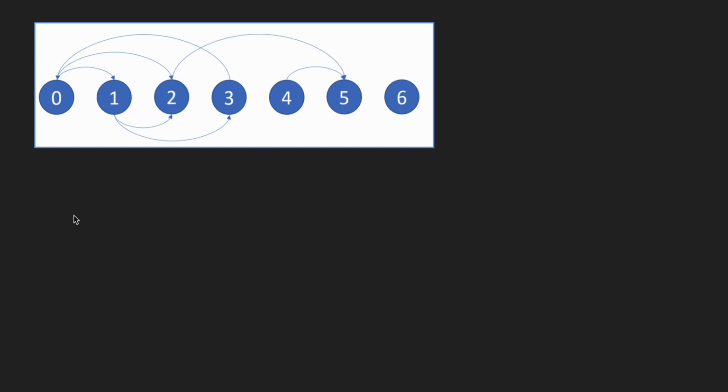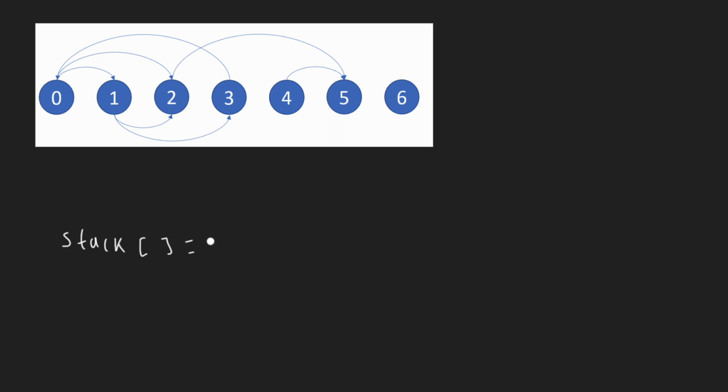To solve this problem, we are going to maintain two Boolean arrays. The first one is a stack. Why are we maintaining a stack? The goal here is to find out if there is a cycle. If there is a cycle, it means that it cannot be a safe node.